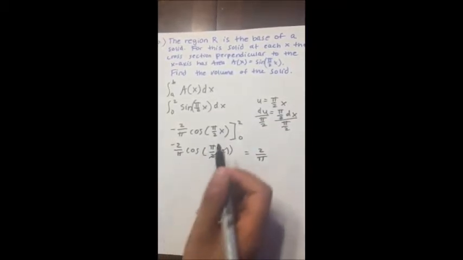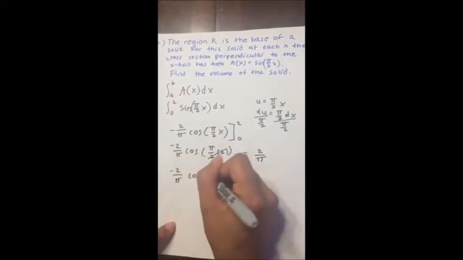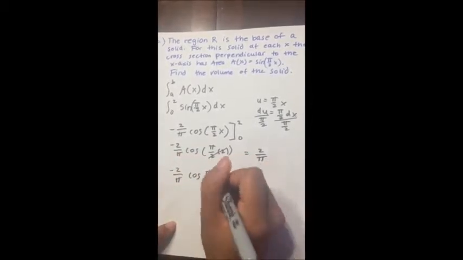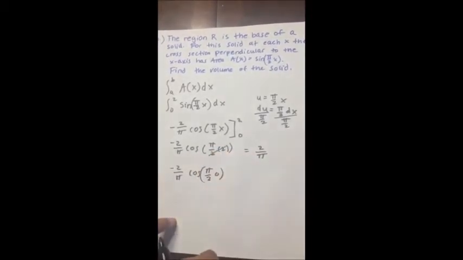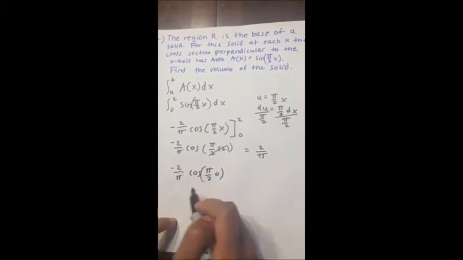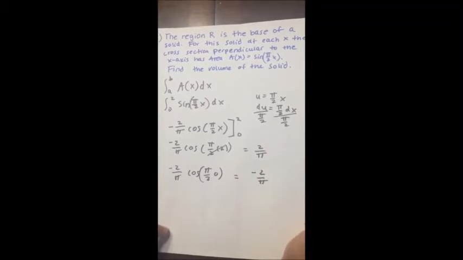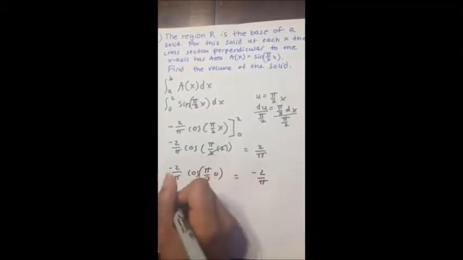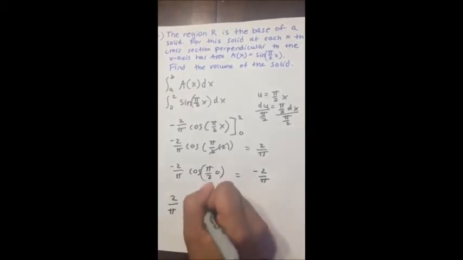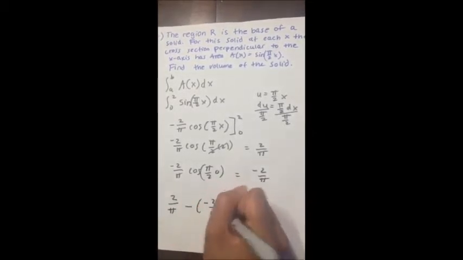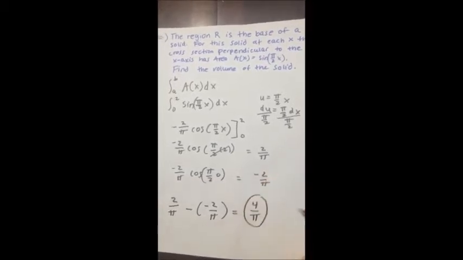If we plug in 0 into this equation, we get cosine of pi over 2 times 0. And this goes away, so cosine of 0 just equals 1. So negative 2 over pi times 1 will give you negative 2 over pi. Since we're doing f of b minus f of a, you do 2 over pi minus negative 2 over pi, which will give you 4 over pi. And that's our answer to part B.